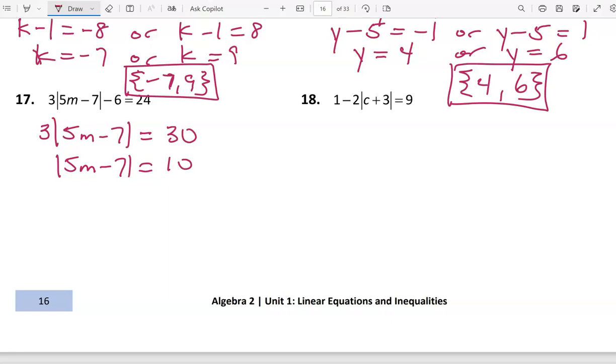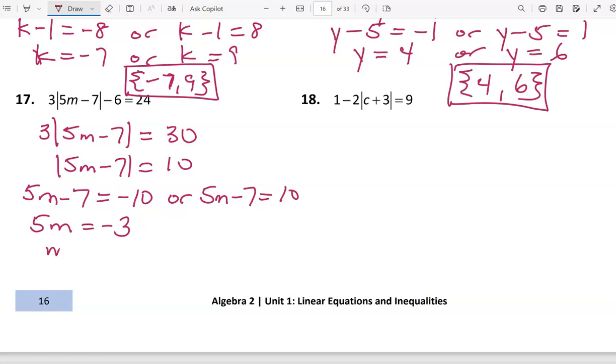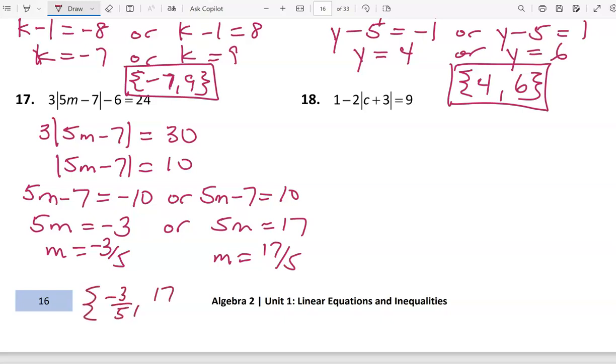So the absolute value of 10 is 10, and the absolute value of -10 is also 10. So 5m minus 7 may be equal to -10, or 5m minus 7 may be equal to +10. Adding 7 and dividing by 5. Adding 7 and dividing by 5. It's okay, not every solution set will yield integer values.